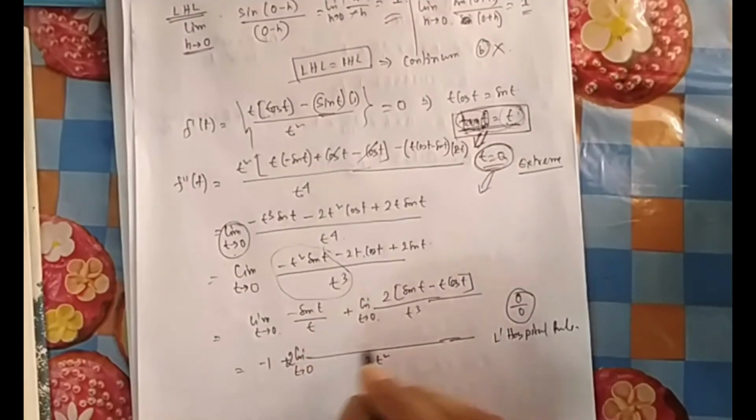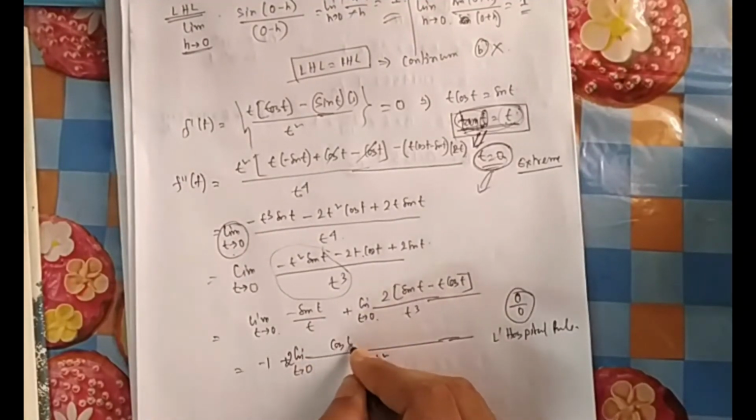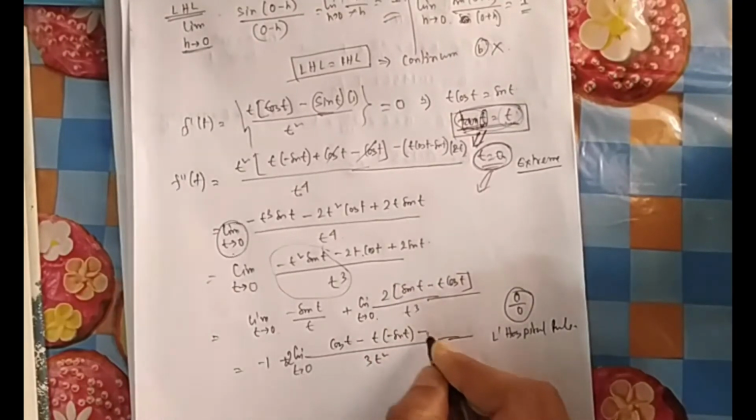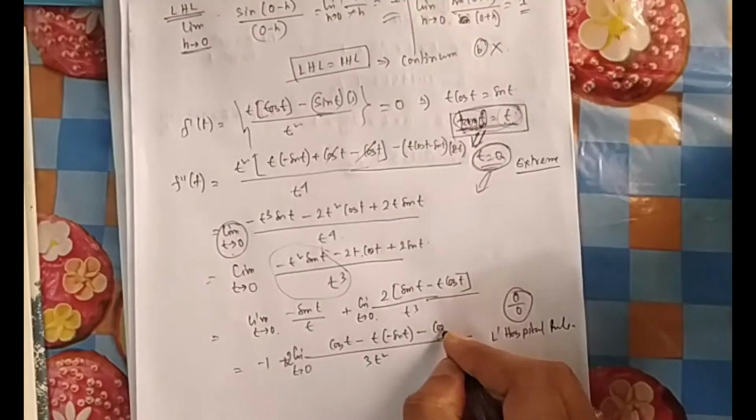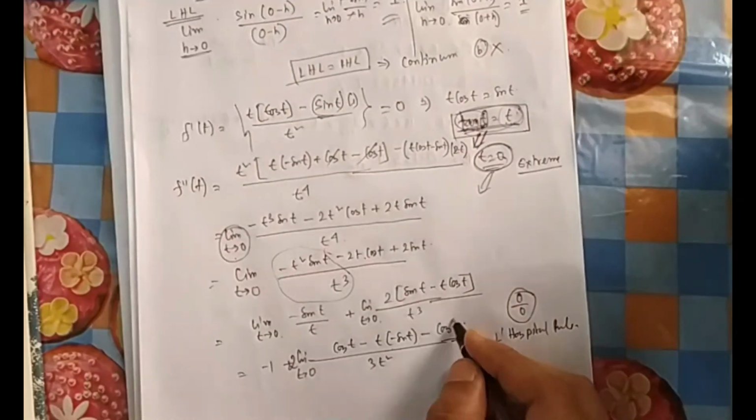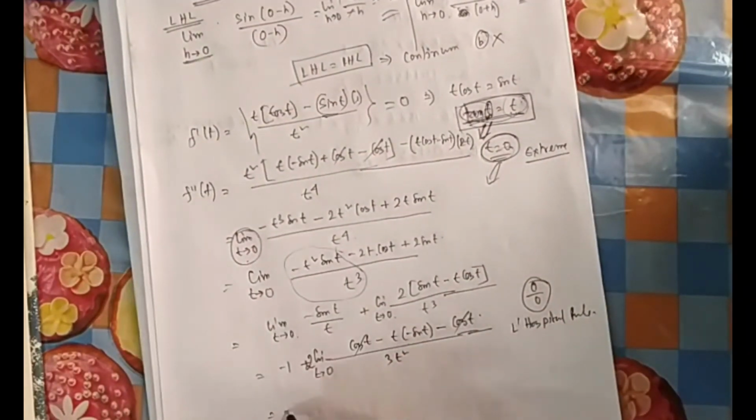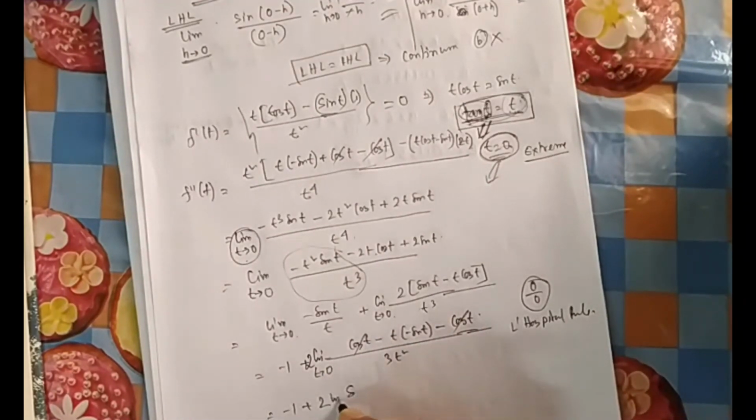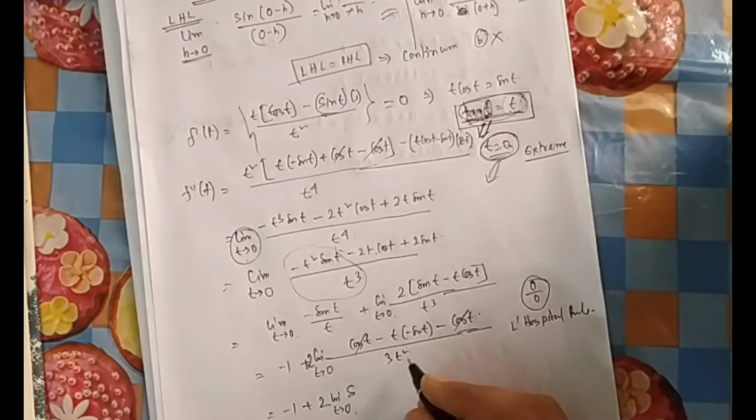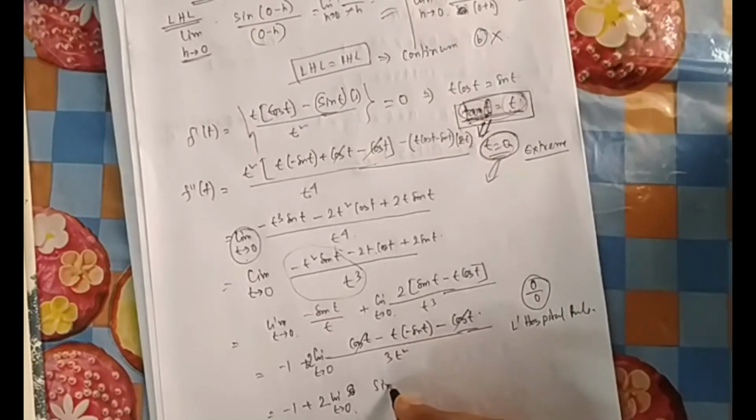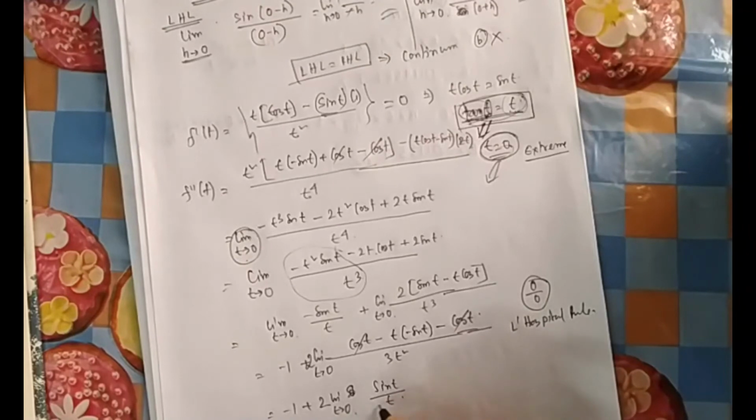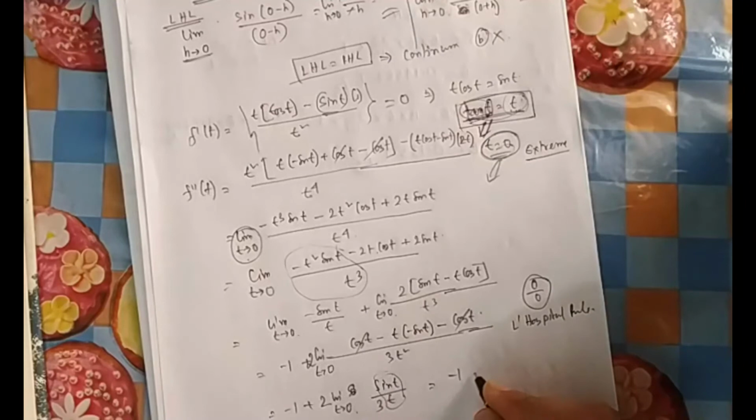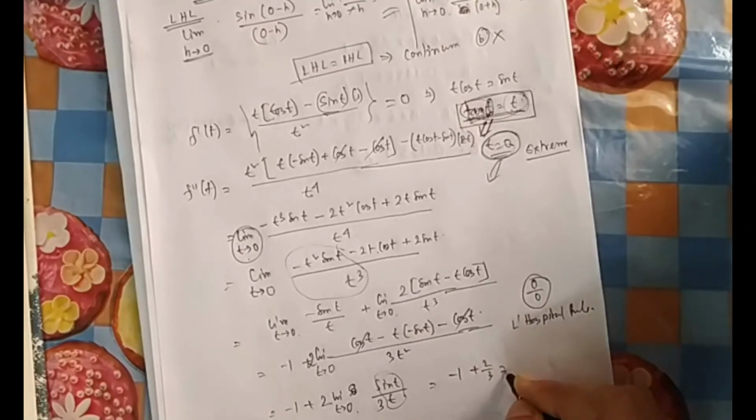You can take 2 outside and then differentiate it. Sin t is cos t, minus t cos t is minus sin t, then minus cos t. So you can think this is cancelled out. So minus 1 plus 2 into, now this you can think what will be, it is limit t tends to 0, t gets cancelled, it will be sin t by t, 3t actually. So what is the limit of sin t by t? It is 1. So the answer is minus 1 by 3.